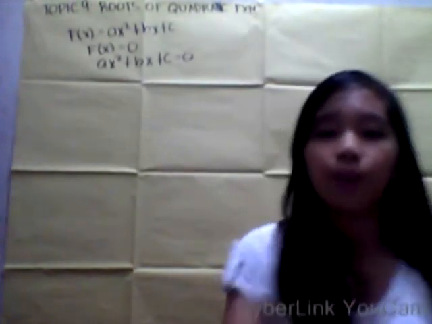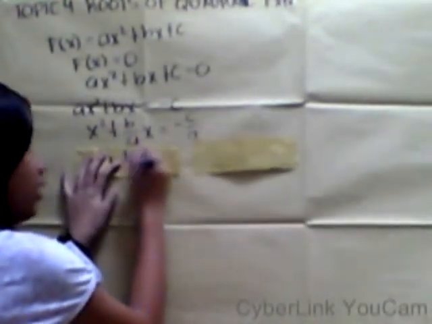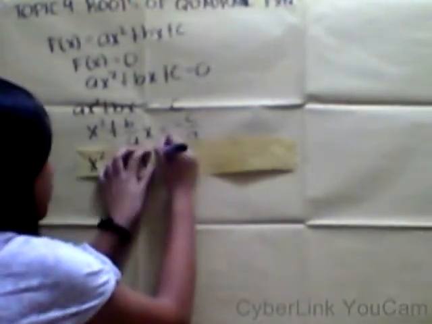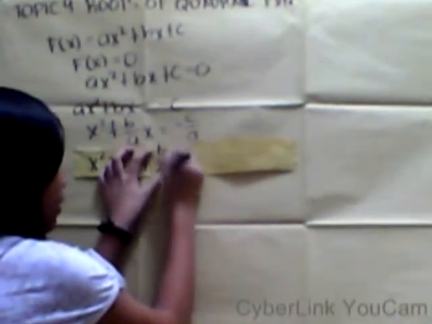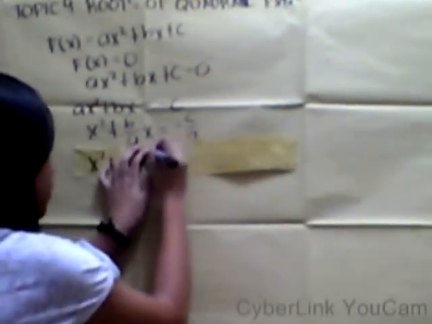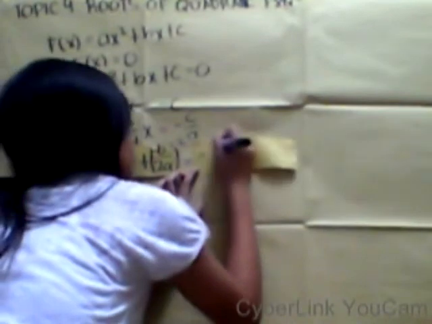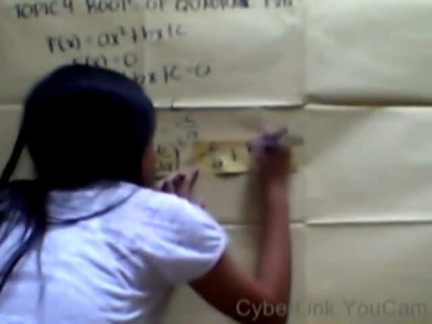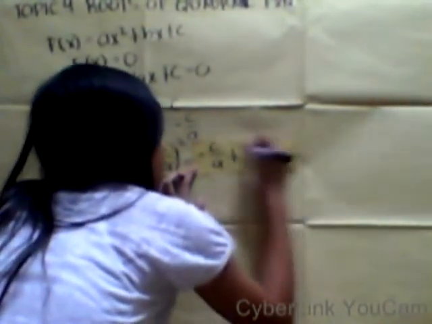We can do this by completing the square: ax squared plus bx is equal to negative c. x squared plus b over a x is equal to negative c over a, where x squared plus b over a x plus the quantity b over 2a squared is equal to negative c over a plus the quantity b over 2a squared.